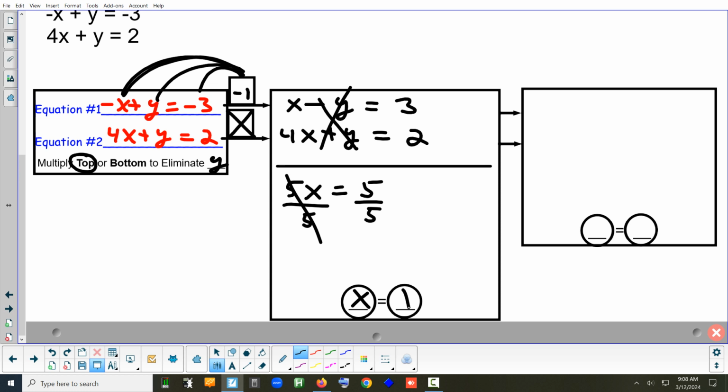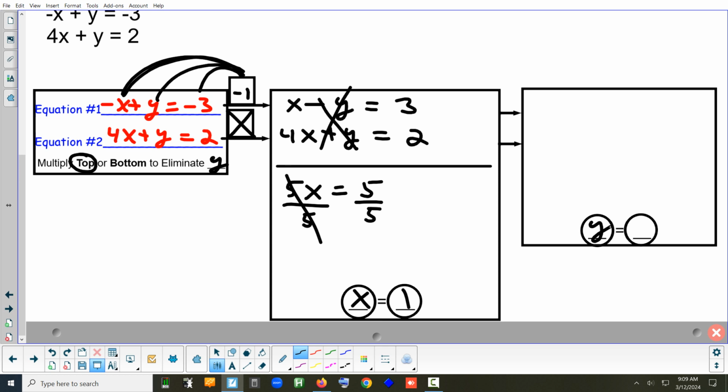All right. Any questions on that one? All right, so we got x. What do we still need to find? The y. Yep, still need to find the y.